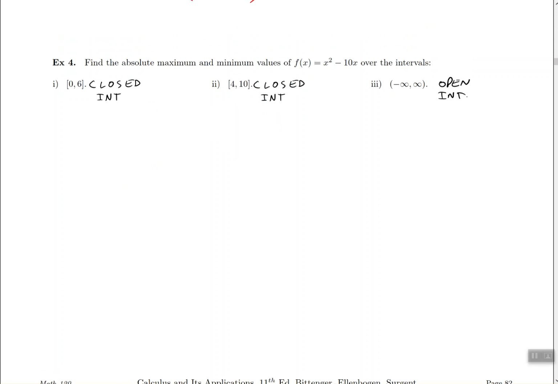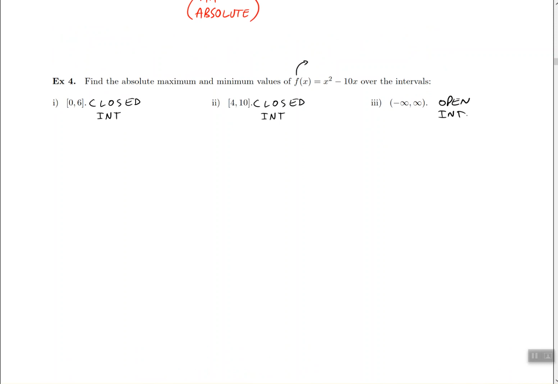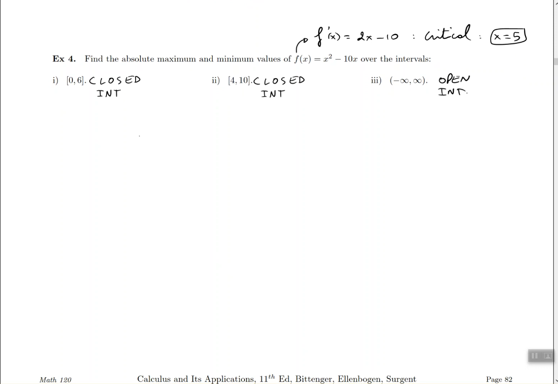I'm going to start by looking for the derivative, so let me do that real quick over here. The f prime of x is going to be 2x minus 10, and what makes it 0 is 5. So the critical number is 5 only.